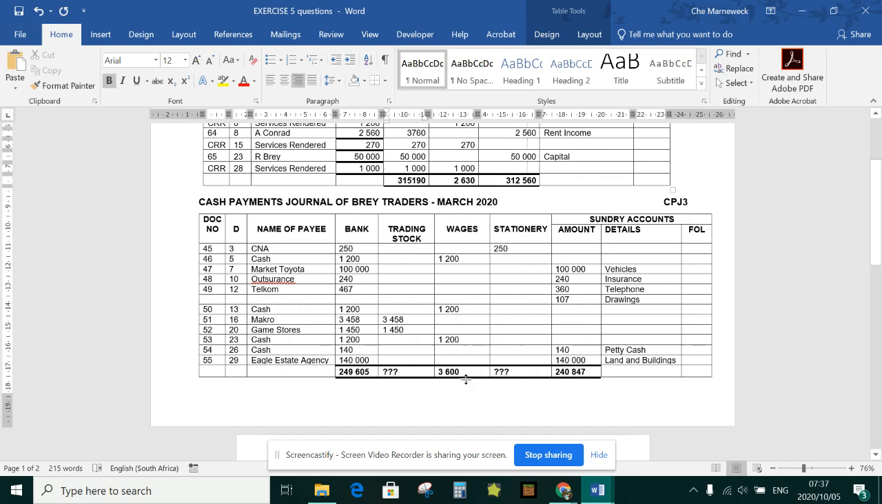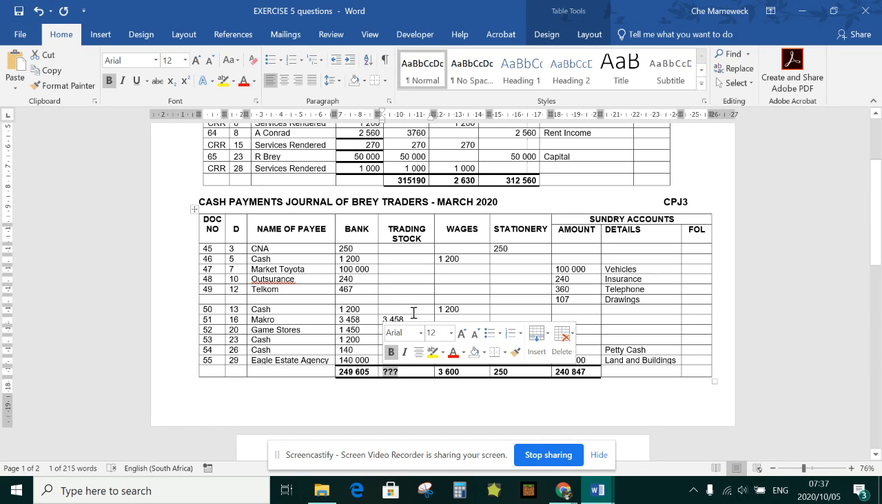We then have a look at the bottom here, and we've also got some missing amounts. Well, the total of bank would equal the total of those 4 columns, but here we have the problem in that we've actually got 2 missing amounts. So the easiest one is if we have a look at stationery. There's only 1 amount, so the total of stationery has to be 250. And then if we add those 3 amounts, that will tell us the total of trading stock, or you could just add those two figures together, and you'll get the total.